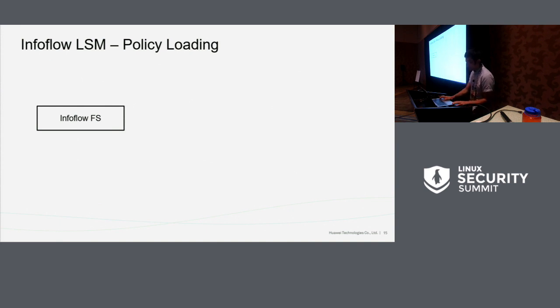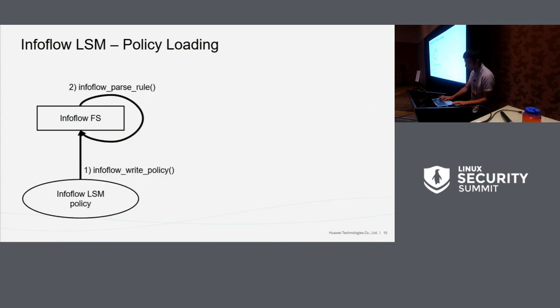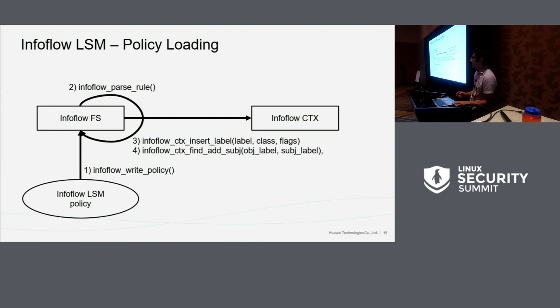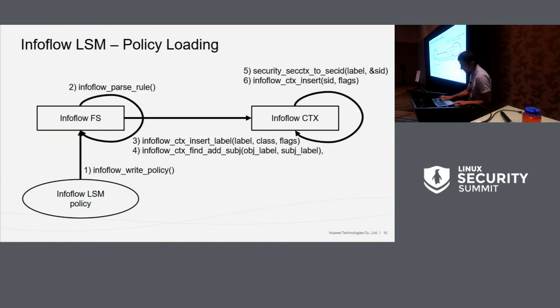So we now load the policy into Infoflow LSM. We parse the rule like any other LSM, and we are adding the security context. So we are discovering the interaction using the SELinux or SMACK label. This is the input that we give to Infoflow CTX. And we are adding subject and object to the TCB, and also we are setting the filtering subject. And lastly, we are adding this information in memory so that the security decision can be calculated when a file is accessed.